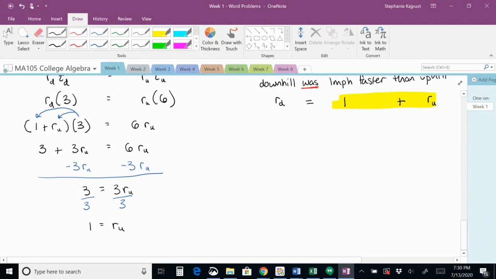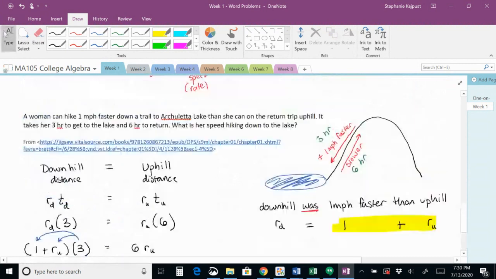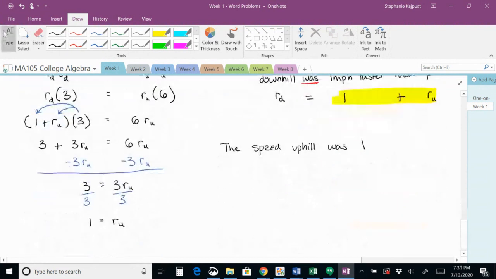So we need to put this in context. So RU is the speed uphill. So I'm going to just write this. The speed uphill was 1, and then we want to include units. So since we were told that our other distance was in miles per hour faster, this is still going to be miles per hour. So the speed uphill was 1 mile per hour.